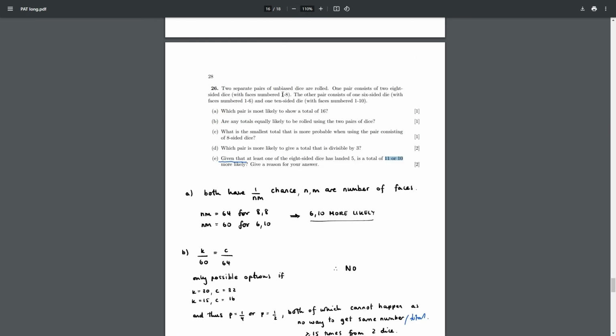So that is the end of this paper. This final question 26, it's a lot of short questions, so you could definitely see something like this in the multiple choice for the 2024 paper, because it's only going to be multiple choice.